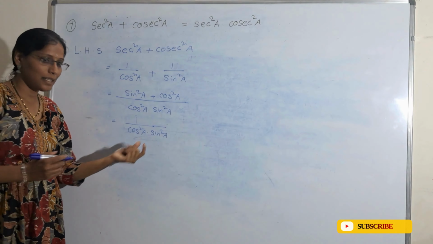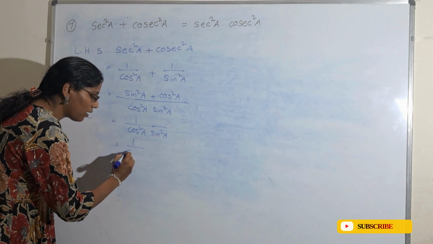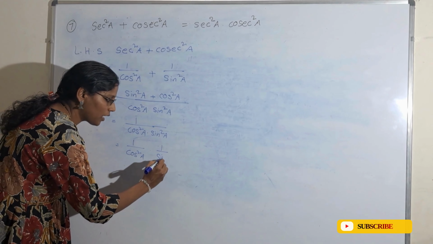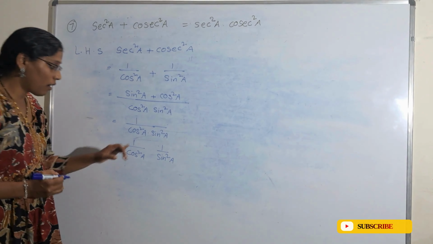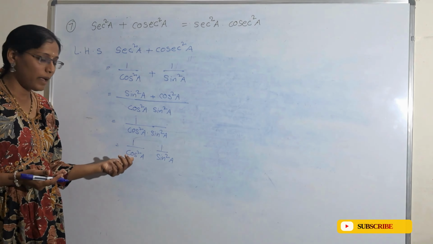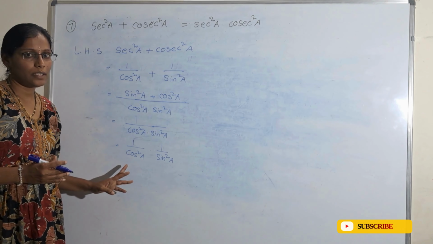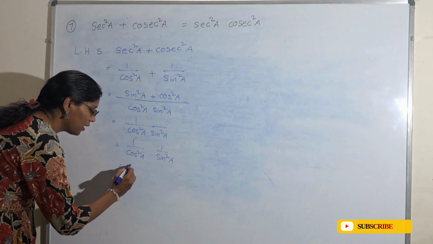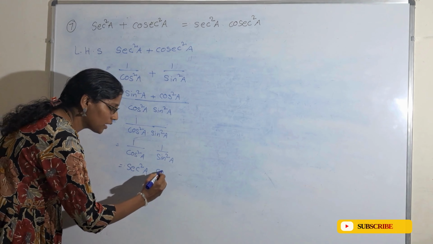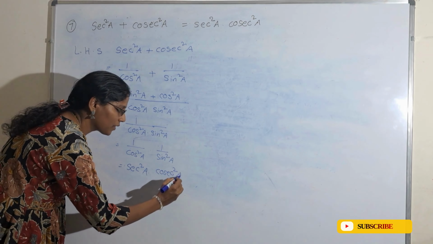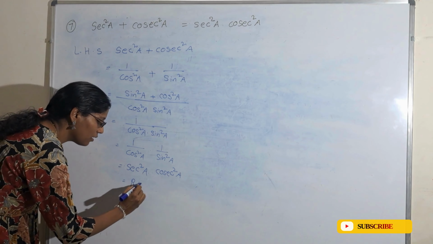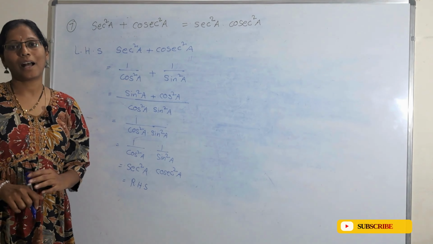You have to split this one. 1 by cos square A separate and 1 by sin square A separate. 1 by cos square A: secant and cos are reciprocals, 1 by cos means secant. Here square is there, so secant square A. Secant square A, and here cosecant square A. This is RHS. LHS is equal to RHS.